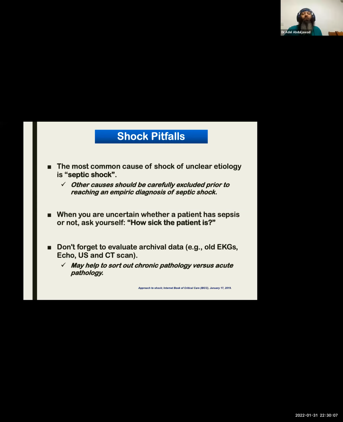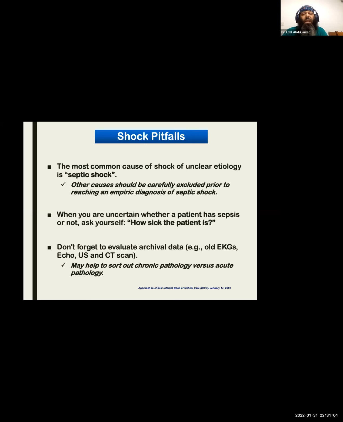For critical care physicians, ER physicians, people who cover the rapid response or critical care response team, we know that the most common cause of shock of unclear etiology, or unidentified or unknown reason, is septic shock. This is what we call undifferentiated shock, when you don't know exactly why the patient is in shock state. So other causes should be carefully excluded prior to reaching an empiric diagnosis of septic shock. Because most of the time when we face a crashing patient with hypotension or shock, the first thing in your mind is sepsis. But I agree with you, this is the most common cause.